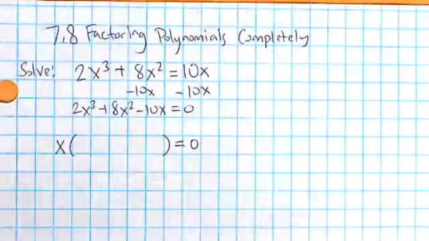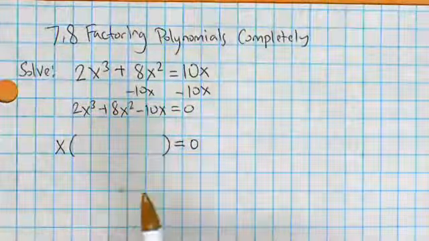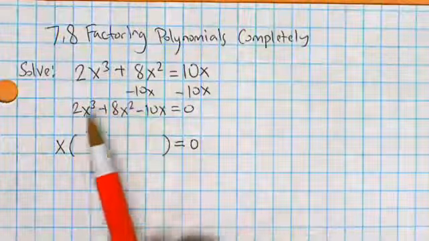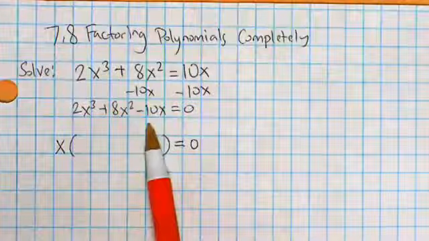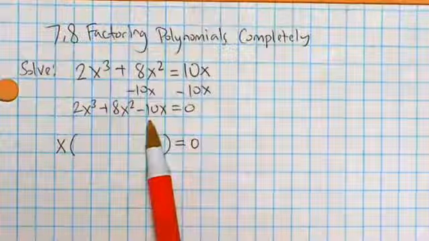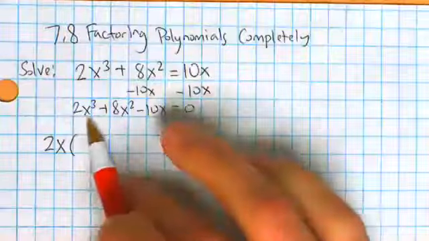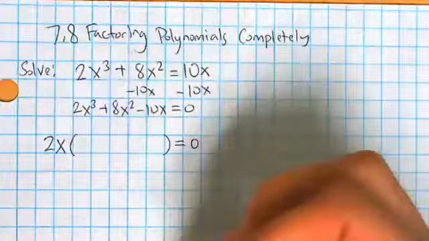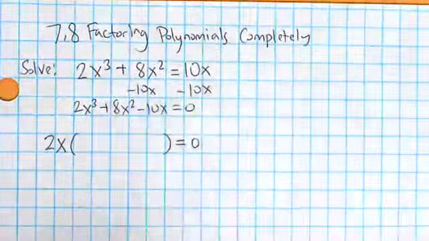In addition to that, when we look at the coefficients, the numbers attached to the x cubed, x squared, and x terms, we can see that we have a 2, an 8, and a negative 10. All three of those numbers are divisible by 2. So I'm going to go ahead and factor a 2 out. So our 2 comes out. 2 divided by 2 is 1. So we no longer have a coefficient on our first term here that needs to be written out.